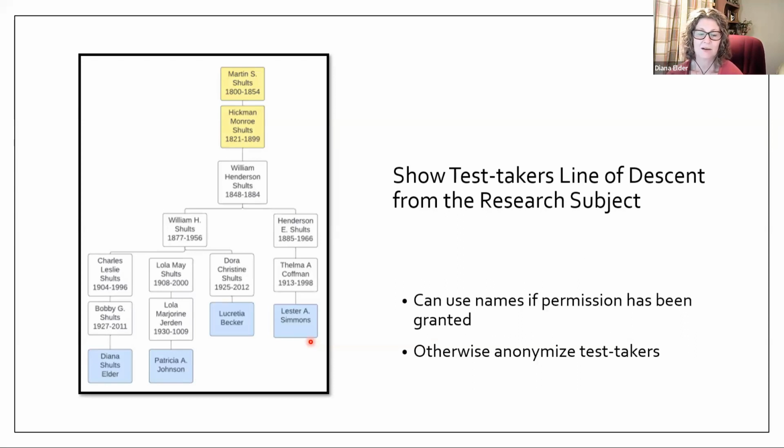And it's good to find out right when you have them share their results or ask them to take the test. So you'll know exactly what's going on with privacy for these key people that you're going to be working with. So you can see here that I have got two people who are a generation closer than me and my cousin Patty. And so I often use cousin Lucretia's DNA because she's through my direct line here, William Houston Schultz, and she's a generation closer.